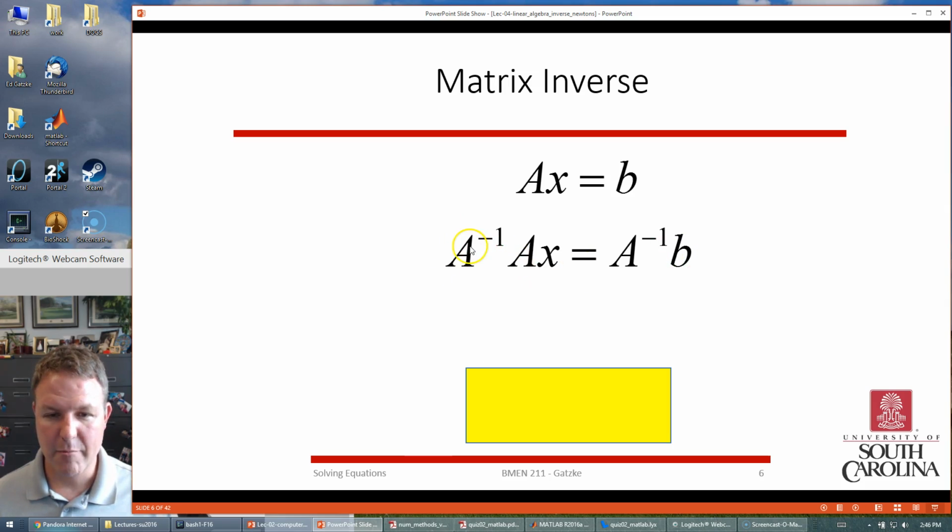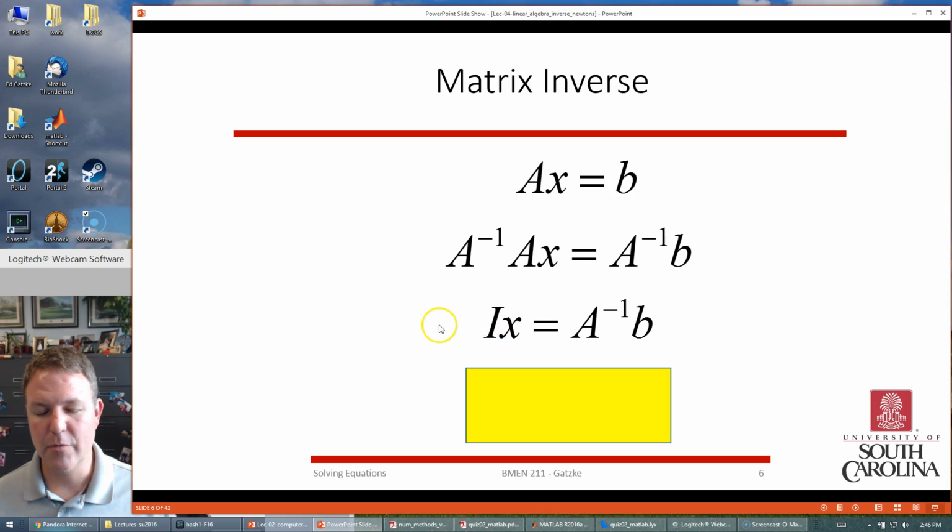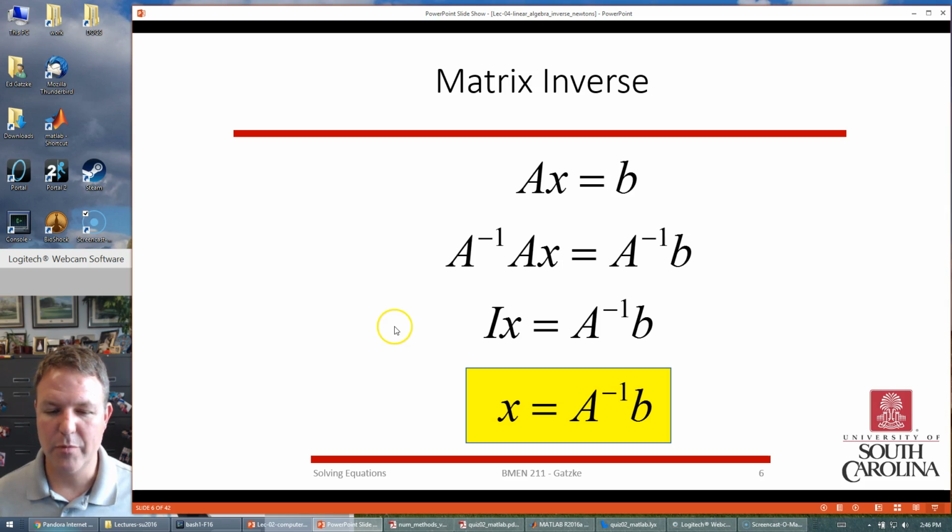But we know that a matrix times its inverse, or an inverse times a matrix, should be the identity. So this value is going to go to I, the identity matrix, with 1's on the diagonal and 0's above and below. So now we have I times x, but anything times the identity should be whatever you started with. So we end up with x equals A inverse times b.